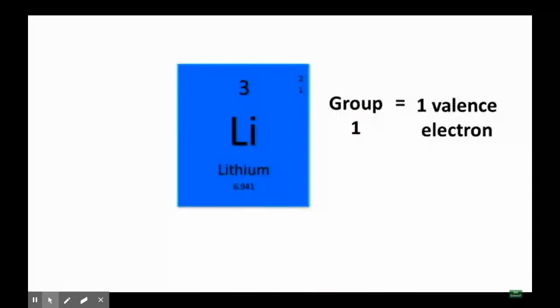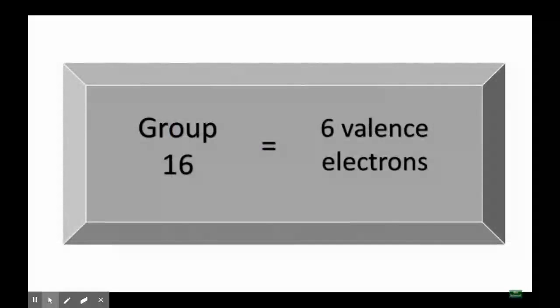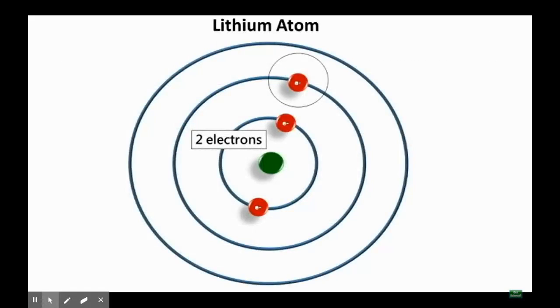So let's look at the element lithium. Lithium is in group 1 of the periodic table, and since it's in group 1, it has 1 electron in its outermost shell. Another example is an element that is in group 16 of the periodic table. It will have 6 valence electrons. Elements in the same column as group 16 will also have 6 valence electrons. This is a general way to figure out the number of electrons for an element.